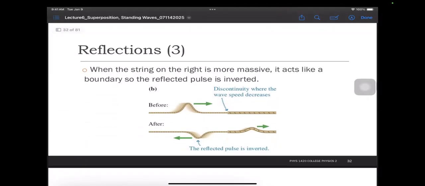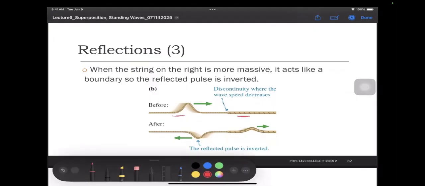When the string on the right is more massive, it acts like a boundary. So the reflected pulse is inverted. Also, it will transmit some and reflect some. But if the string on the right is more massive, it is just like a boundary, so it will be reflected, and the reflected pulse is inverted.